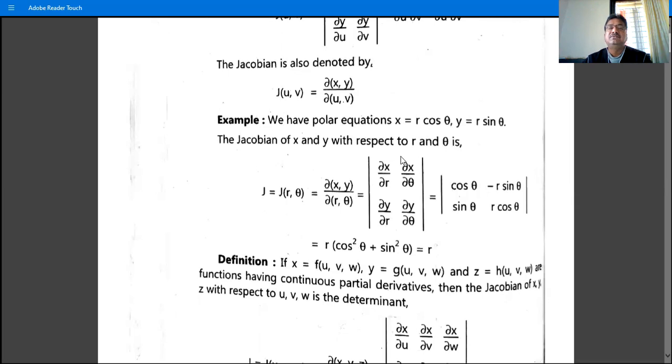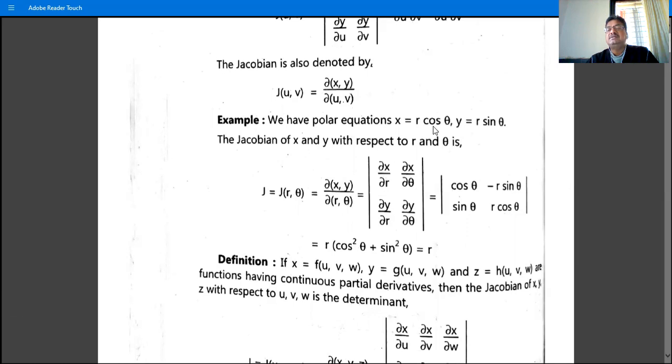Okay, so if the variables are r and theta, x and y are functions of r and theta, then the Jacobian is ∂(x, y)/∂(r, theta), or J(r, theta). That is the notation. And what is it? By using this definition, it is the determinant with ∂x/∂r, ∂x/∂theta and ∂y/∂r, ∂y/∂theta.